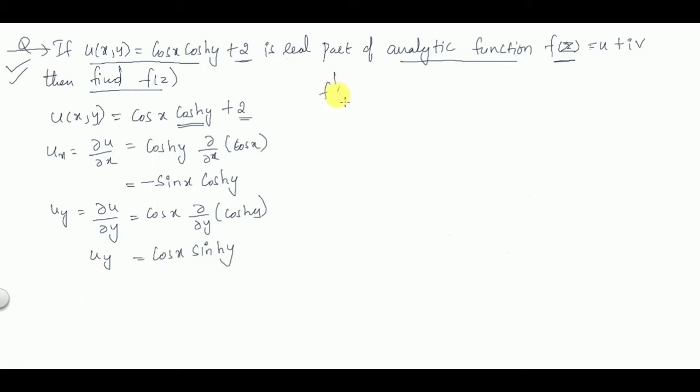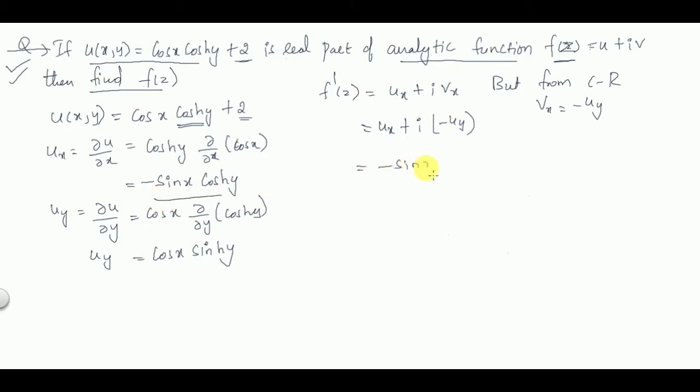Once you have got this, what is the formula for f'(z)? f'(z) is equal to ux plus i into vx. But from the Cauchy-Riemann equation, vx is equal to minus uy. So this can be written as ux plus i into minus uy. Okay, so ux is minus sin x into cosh y, plus i into minus uy, and minus uy is minus of cos x into sinh y. So this is what f'(z) is.